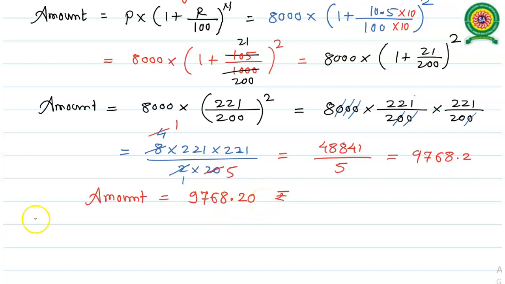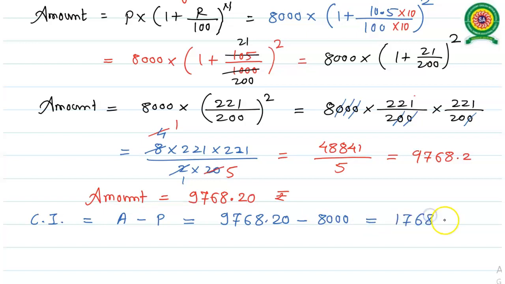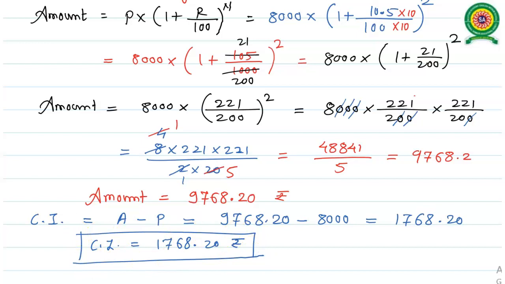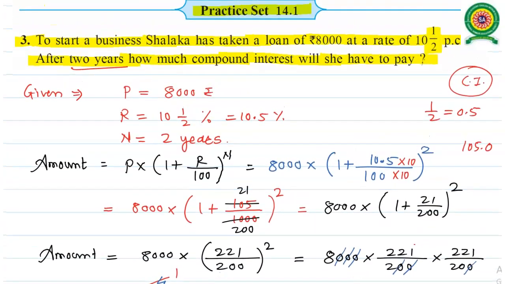We have to find the amount of interest, the compound interest. So the compound interest is the amount at the end of the given duration minus the principal value. So 9,768.20 minus the principal 8,000 gives 1,768.20. So she has to pay at the end of 2 years an interest of 1768 rupees and 20 paise in all. Hence here we have our exercise 14.1. Thank you.